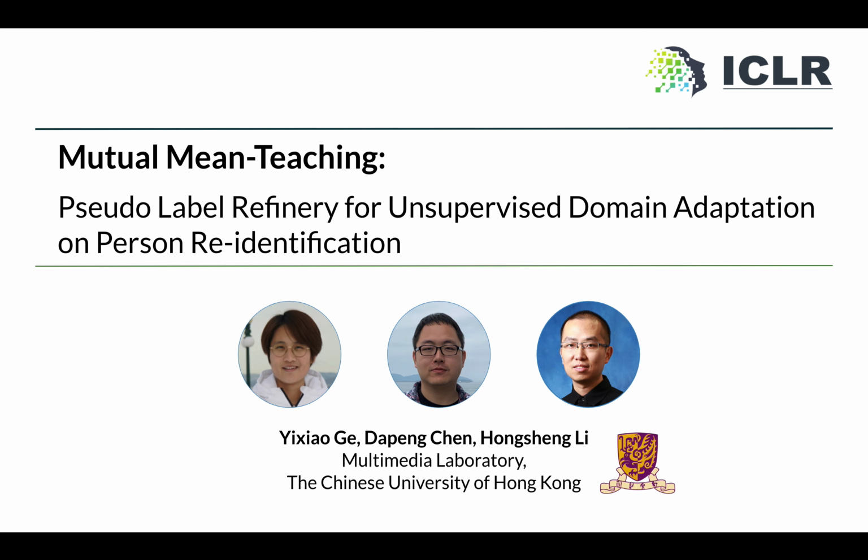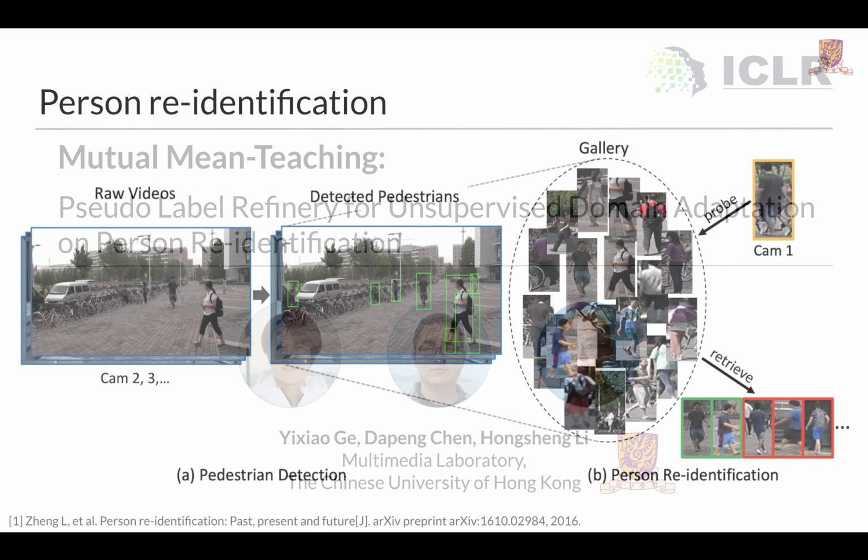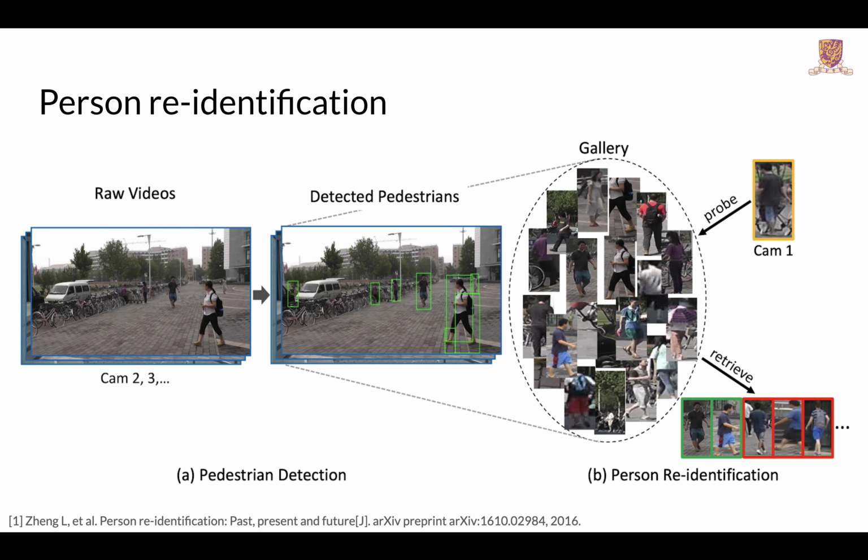In this work, we propose a mutual mean teaching framework, which aims at solving the open-set, unsupervised domain adaptation problem in the context of person identification tasks. The task of person identification, or person ID in short, requires retrieving images of a person of interest across multiple cameras from a gallery of photos.